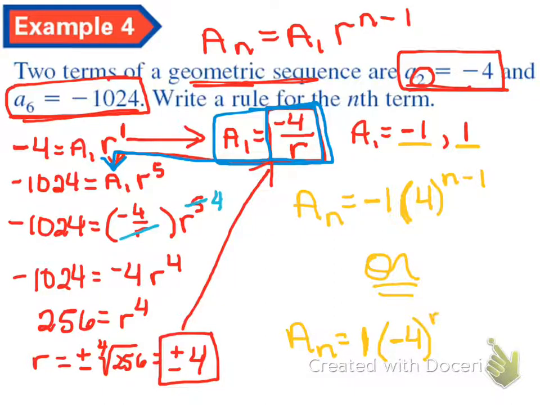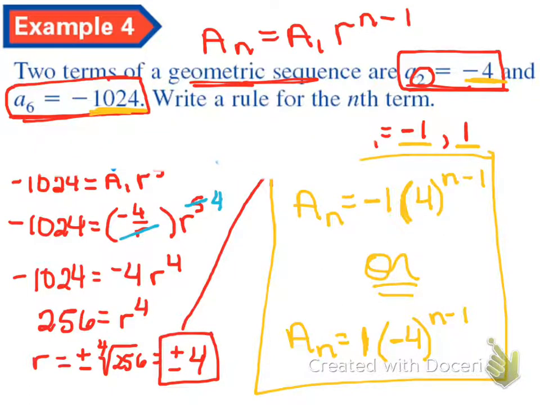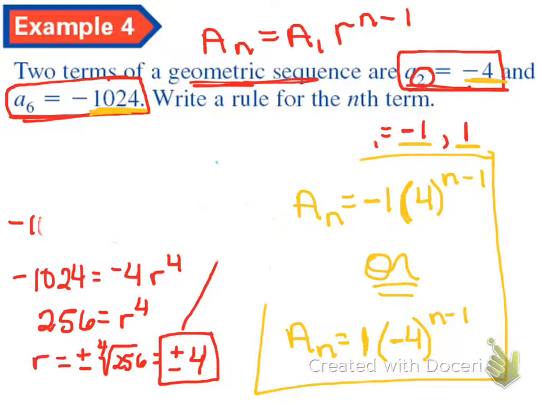Raised to the power of n minus 1. Alright, so there were two possible solutions to this, two possible rules that would give us a second term of negative 4 and a sixth term of negative 1024. If you want to verify that these rules are correct, you could do a table of values for each one. Let's clear this up a little bit so we have some room to write.